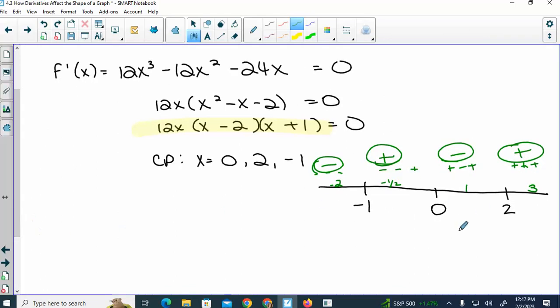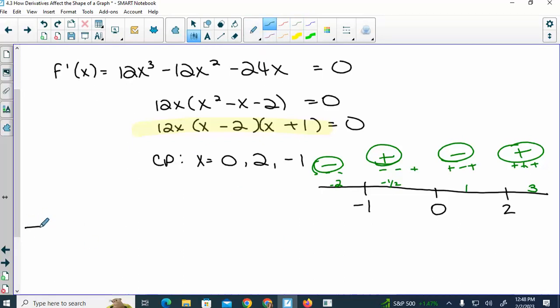Just a word of warning. A lot of times these signs alternate, but they don't have to. Things like squares can make you get the same sign twice in a row. When we start looking at rational functions or critical points when the derivative is undefined, we might get the same thing twice in a row. So don't just do the first one and assume you know the rest. You actually do have to check them because they aren't guaranteed. All right.